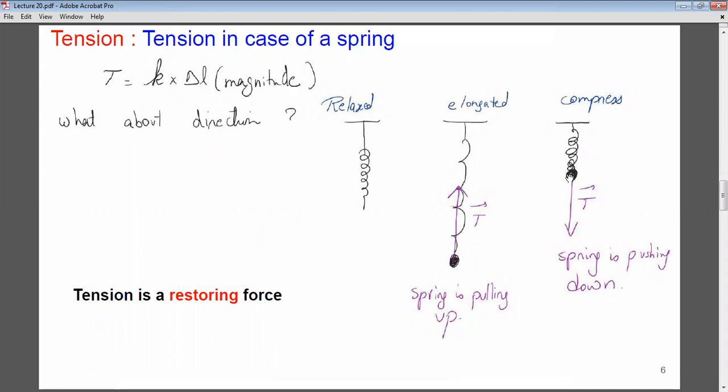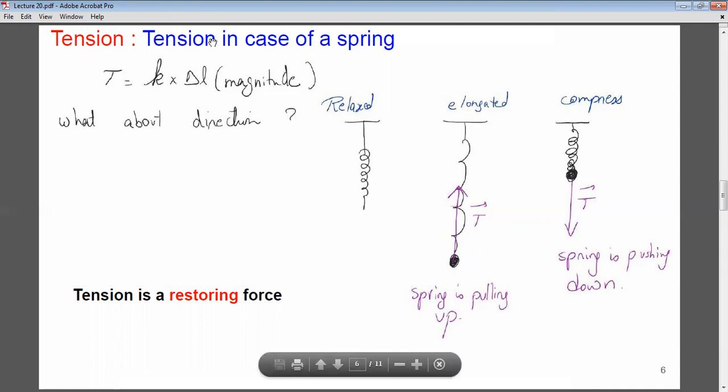Okay. In this case, it's compressed. It wants to bring it to relaxed form, implies it will push it downward. Okay, so this is how we know the direction. If it's elongated, it's upward. If it is compressed, it's downward.